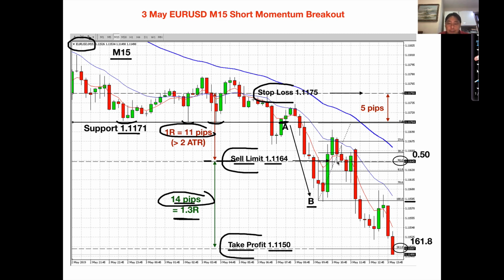So sure enough, my sell order is there. Price goes up, hits my sell order, triggers my sell order. I'm in the trade, and it goes up further. Again, you never know how far it's going to go. And then it proceeds to come back down and hit the take profit.